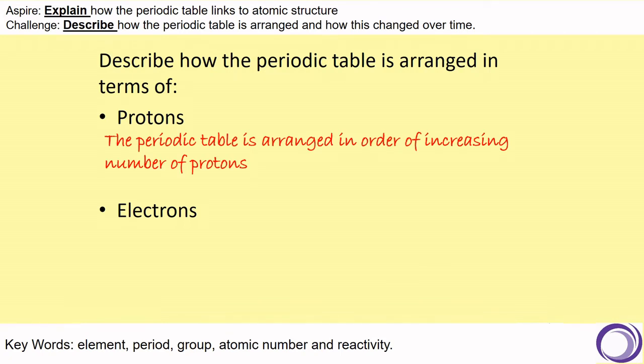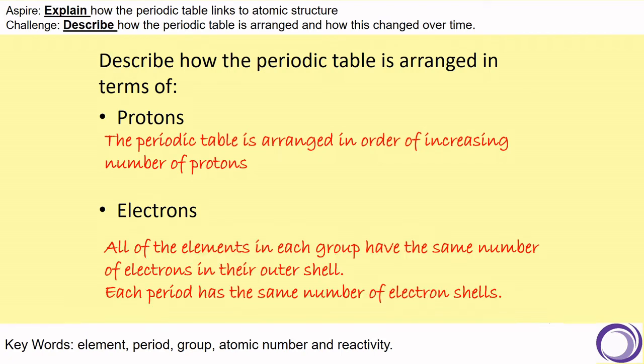So in terms of protons, the periodic table is arranged in order of increasing number of protons. And in terms of electrons, all of the elements in each group have the same number of electrons in their outer shell, and each period has the same number of electron shells.